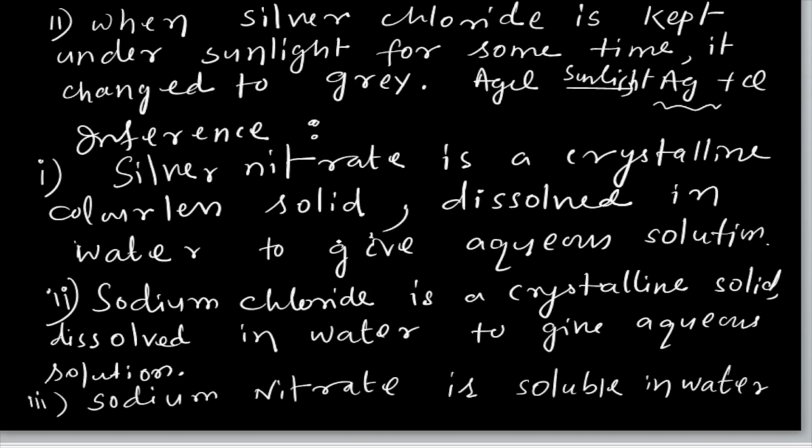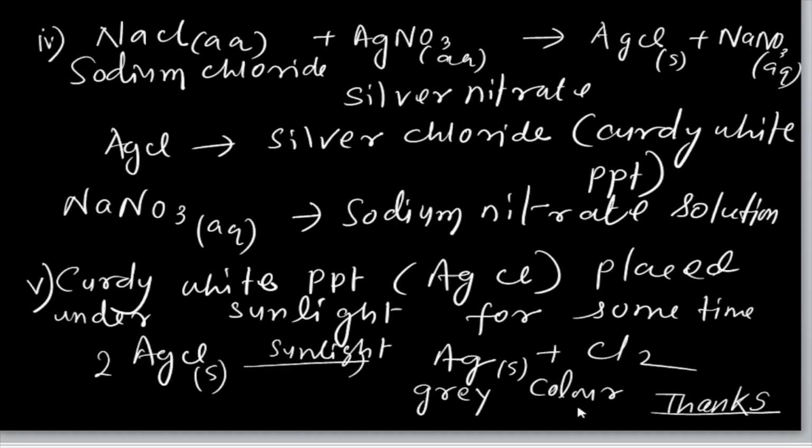Inference: what is the conclusion? Silver nitrate is a crystalline solid that dissolves in water to give an aqueous solution. Second, sodium chloride is also a crystalline solid, and when dissolved in water it gives an aqueous solution. So sodium nitrate is soluble in water, silver nitrate is also soluble in water, and sodium chloride is also soluble in water, but silver is freely there and its color is grey in the presence of sunlight.